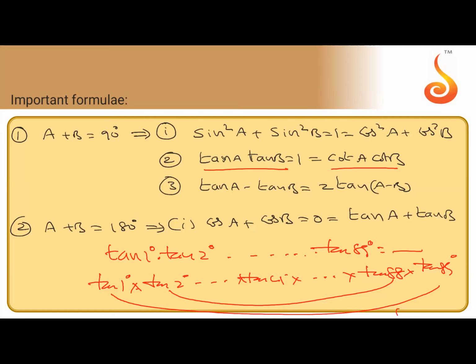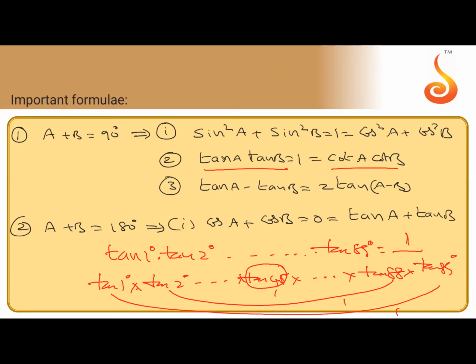So this is 1 into 1, because tan 45 will give what? 1. Okay, it's not 0. It is 1 only. 1 into 1 into 1. So the entire product is 1. Tan 1, tan 89 is 1, tan 2, tan 88 is 1, and in the middle tan 45 is there. Tan 45 is 1. So that entire product is 1 into 1 into 1, 1 only. The answer is 1.